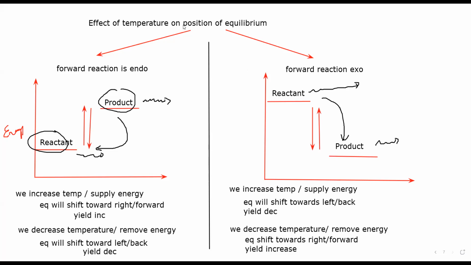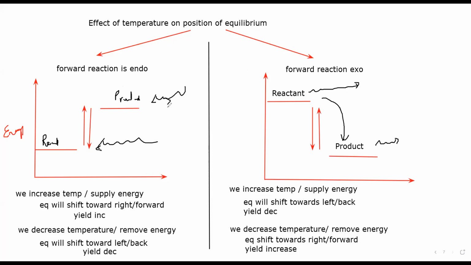So when we increase the temperature for an endothermic reaction, you have reactant and you have product, and you're increasing the temperature. Increasing the temperature means supplying energy. So when you supply energy, what happens? The product cannot form anything new by absorbing energy. But the reactant, when it absorbs energy, its energy increases. As the energy of the reactant increases, it will form more product. That's why the equilibrium is shifted towards the right hand side, or forward.